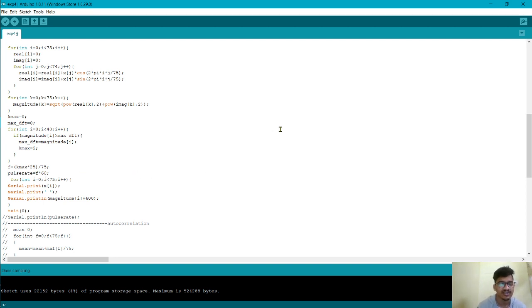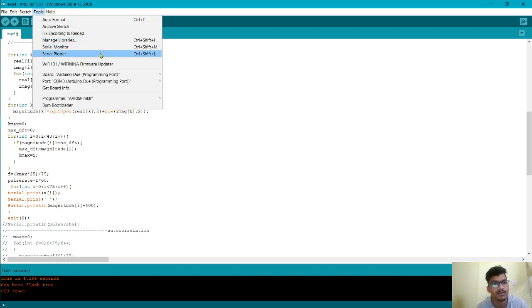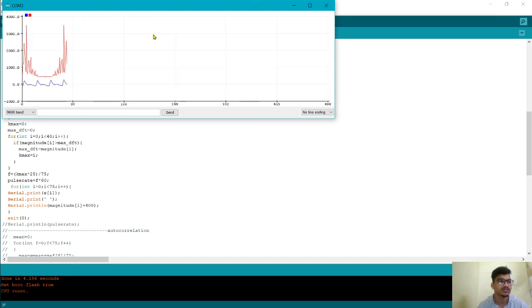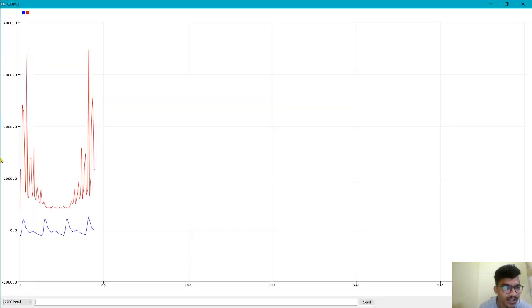So first let us see the output. I'm going to skip the uploading part. So uploading is done. Now let us go check the output in the serial plotter. So this is how the output will be. See, this blue signal is the input signal, and this one is the filtered signal, and this one is the signal for which the discrete Fourier transform is applied. So we are getting two peaks. So it is symmetric about this point.